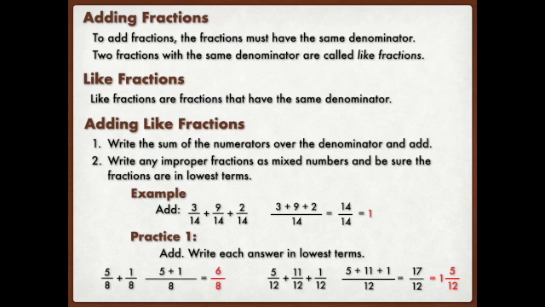But if we look in the practice, we have 5 over 8 plus 1 over 8, that's going to be 6 over 8, which is our basic answer. But if we look at the second little example there, when we add them, it's 17 over 12. So what we have to do is change that into a mixed fraction. We know 17 minus 12 is 5, so it's going to be 1 and 5/12.